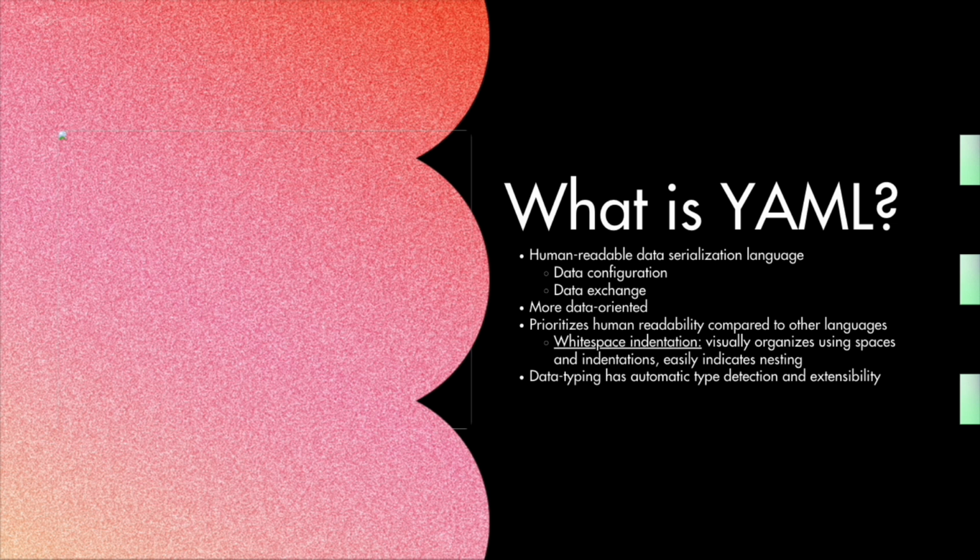YAML's data typing is different from other languages because of its automatic type detection and extensibility. In simpler words, YAML can automatically detect what the data type of an element is. For example, common data types such as strings, integers, and booleans do not need to be explicitly declared. Its extensibility also differs from other languages, such as JSON, because it allows the declaration of custom data types, which lets class types represent objects, while JSON has a limited set of primitive types.